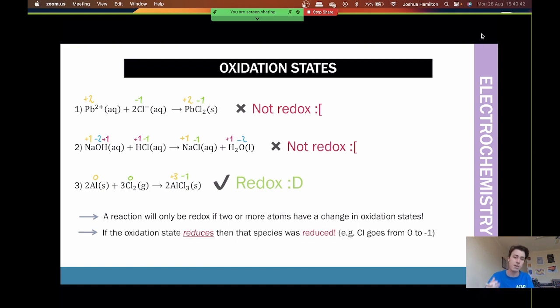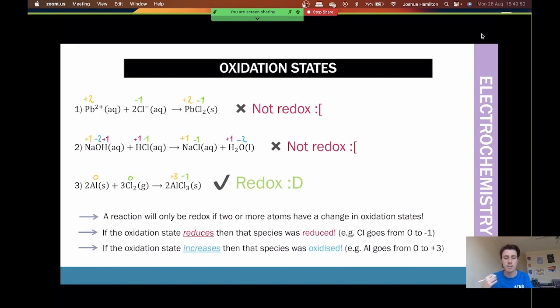If the oxidation state reduces, then that species was reduced. So Cl goes from 0 to -1. If the oxidation state increases, then that species was oxidized. So Al goes from 0 to +3. So think about that as oxidation involves loss. OIL RIG, oxidation involves loss.